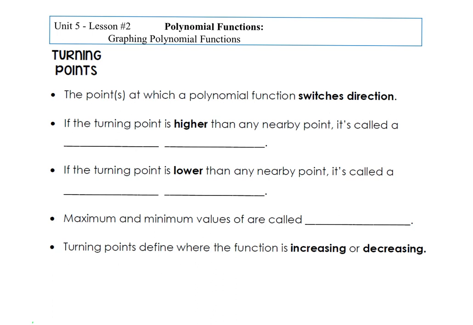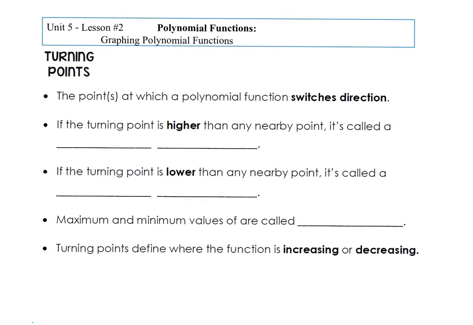The points at which a polynomial function switches direction is a turning point. If the turning point is higher than any nearby point, it is called a relative maximum. We call it a relative and not the ultimate maximum because one of the arrows may be ending up, so it's maybe not the true highest point. It's just the highest point that we can calculate for that spot on the graph. If the turning point is lower than any nearby point, the lowest would be a relative minimum.